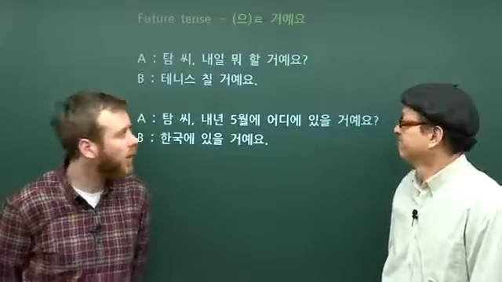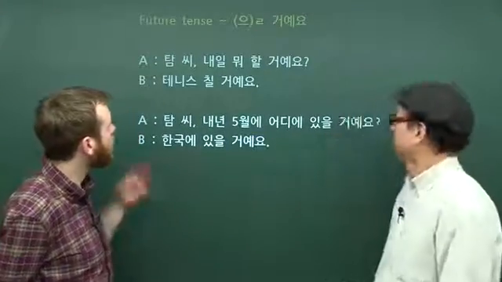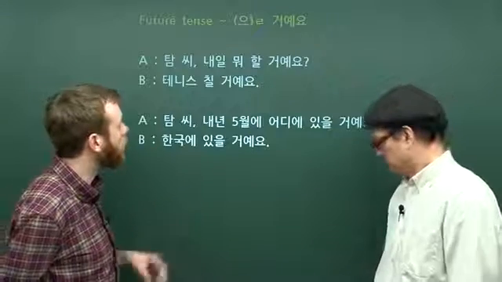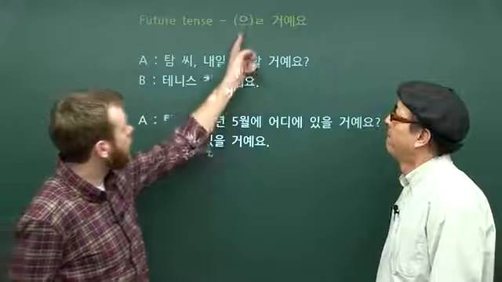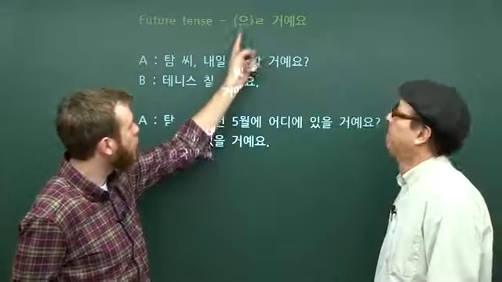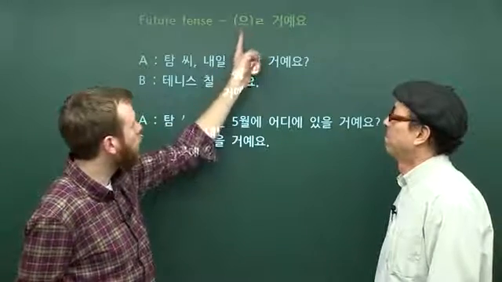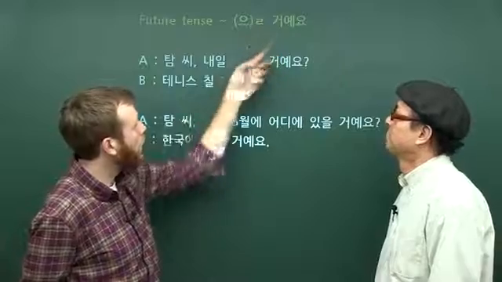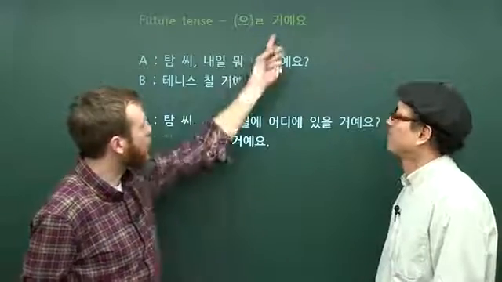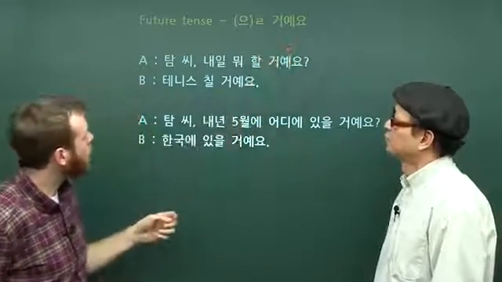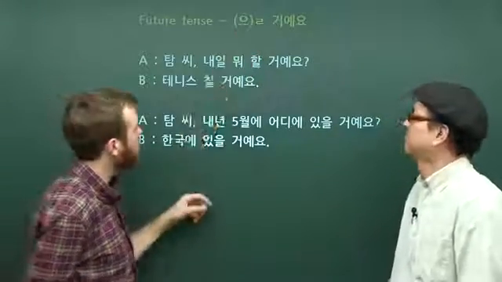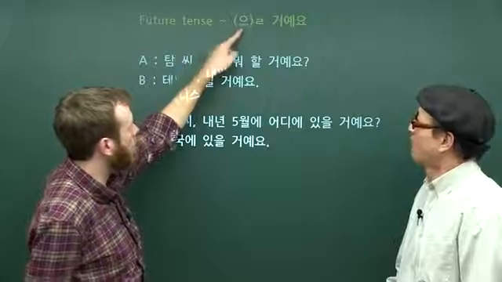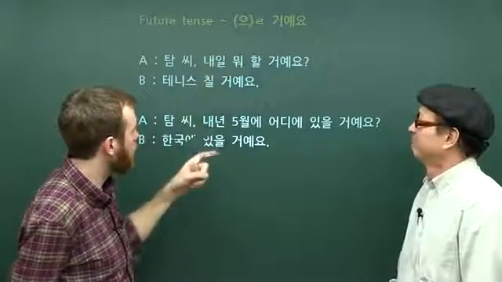Okay, now we're going to look at how to make sentences in the future tense, or how to conjugate verbs for the future tense. This is very common, right? We can look for ㄹ or 을 to indicate future tense, and then 거예요. We're going to tag this on to our verb stems, depending on whether it ends in a vowel or a consonant.